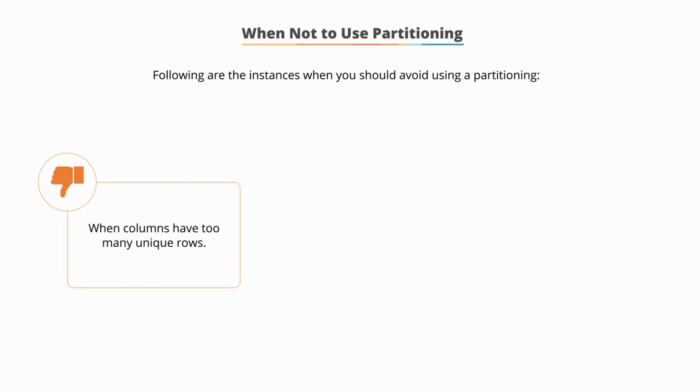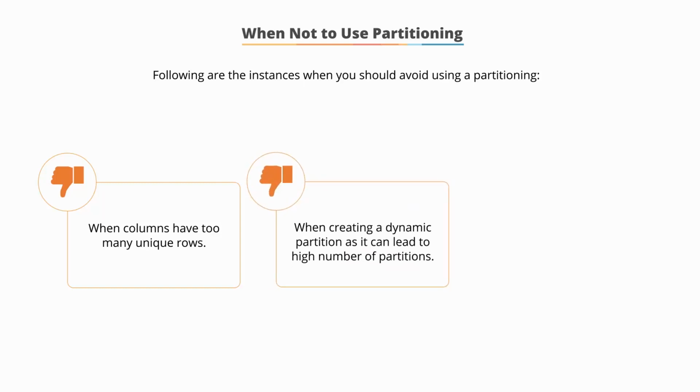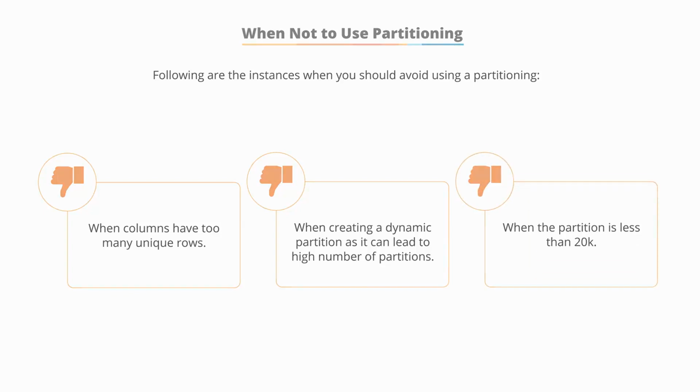So when is not a reason to use partitioning? Well, here are some instances when you should avoid using a partition. 1, avoid partitioning on columns that have too many unique rows. You'll end up with way too many partitions. Also, be cautious while creating dynamic partitions, as it can lead to a very high number of partitions if, for example, you create a new partition for every zip code in the US. Also, try to limit partitions to less than 20K in size.